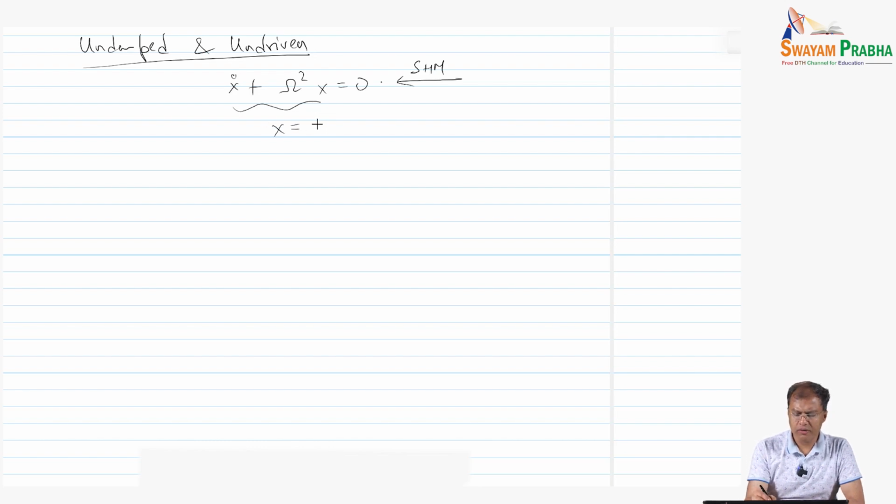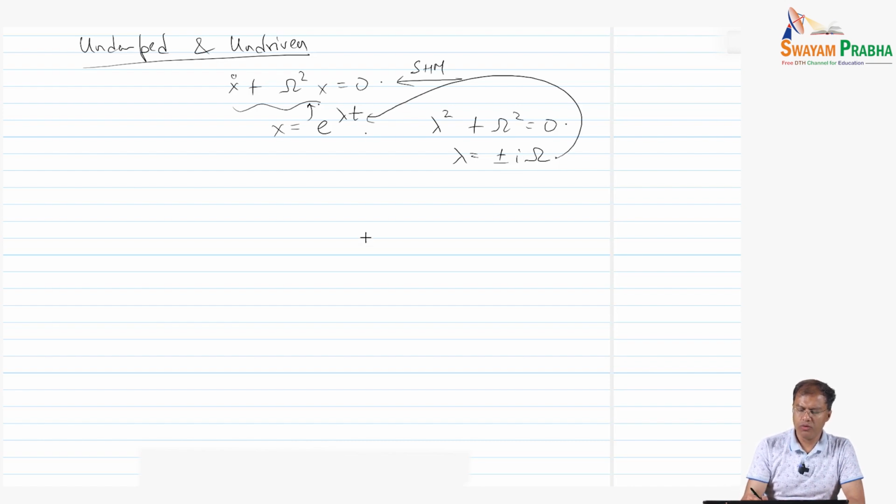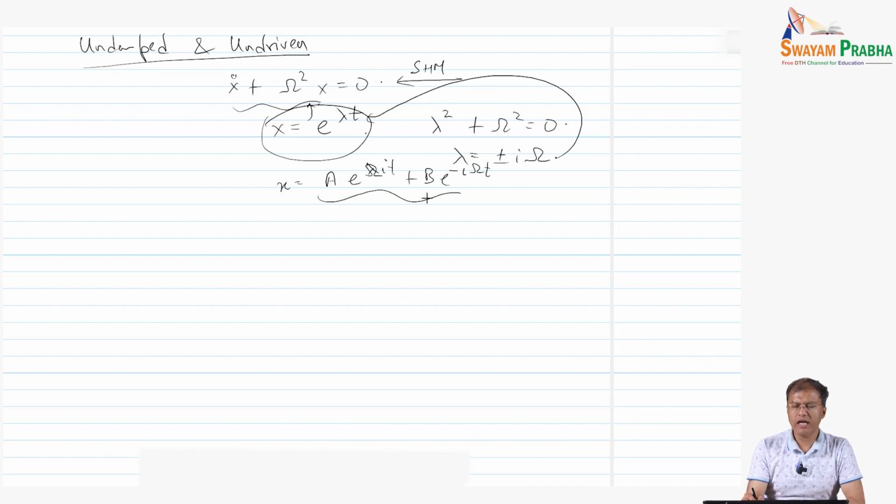We assume that my solution is of the form e to the power lambda t, and we plug it into this equation to find that lambda satisfies the equation lambda squared plus omega squared is 0, and lambda comes out to be plus or minus i omega. We plug this into the initially assumed solution, and we see that x comes out to be of the form a e to the power i omega t plus b e to the power minus i omega t, or we can write this solution in the form of sine and cosine, and that is what we see when we study simple harmonic motion.